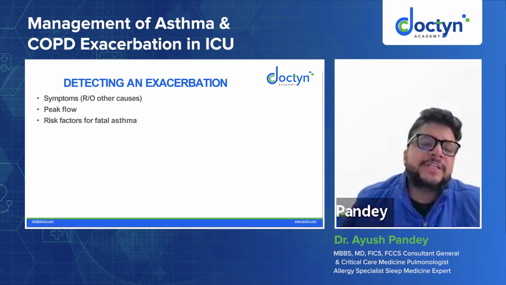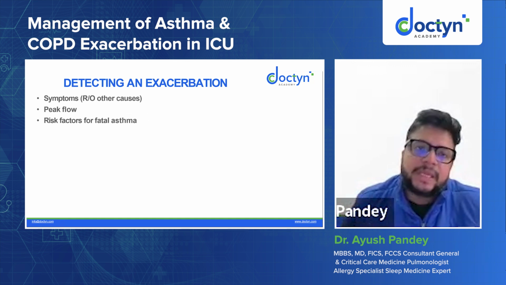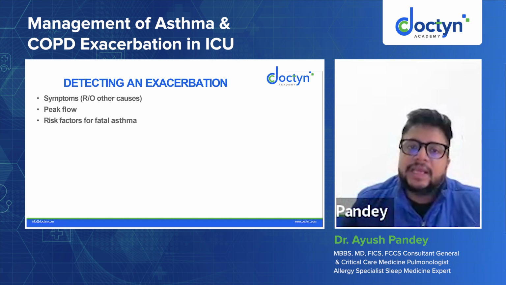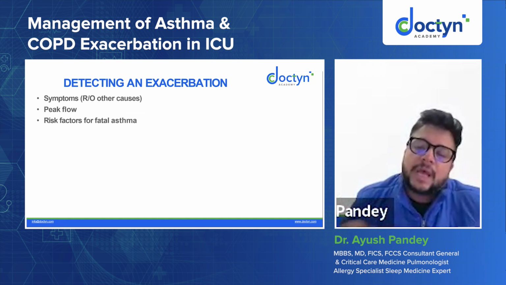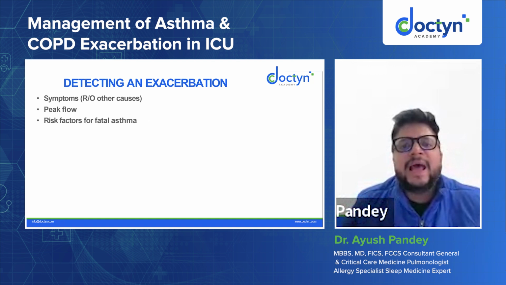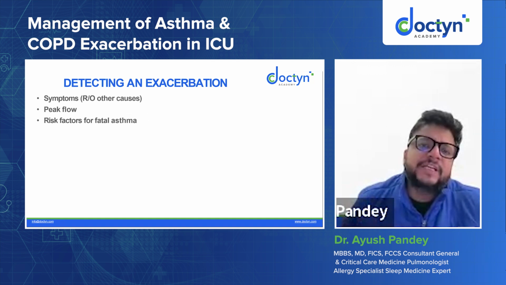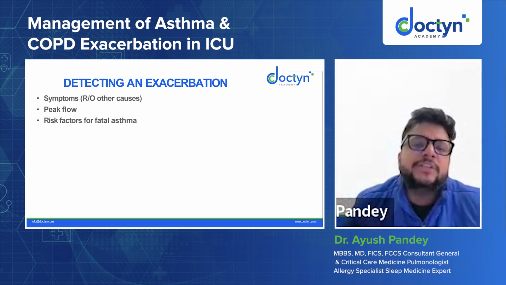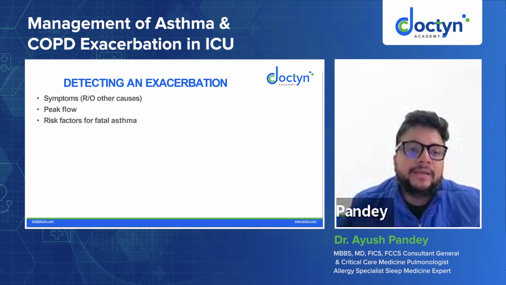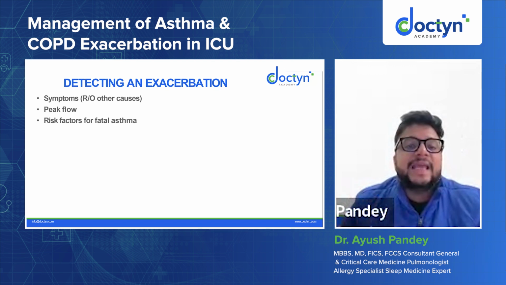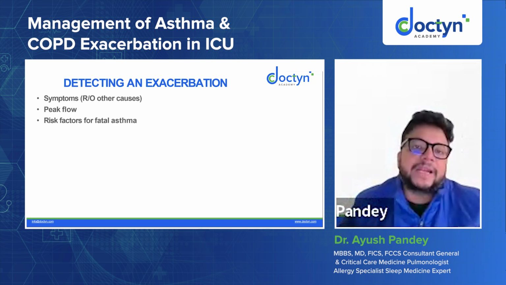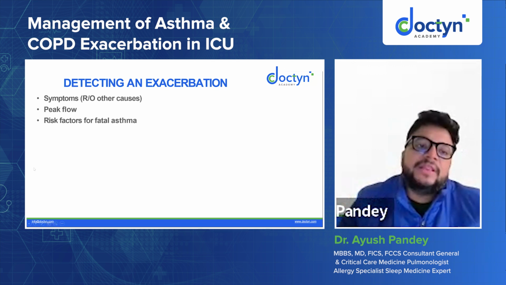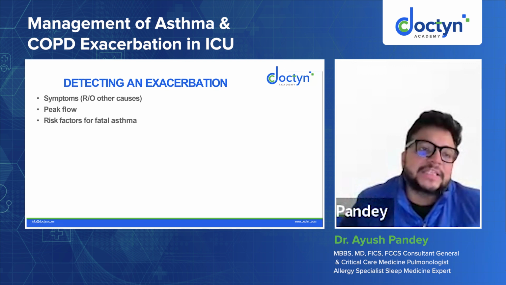So detecting an exacerbation, what exactly does exacerbation mean? Exacerbation is worsening of the signs and symptoms. A patient of asthma and COPD will have shortness of breath, cough with expectoration or maybe a dry cough, maybe respiratory infections on and off, especially in COPD. But if the signs and symptoms are more flared up, not being controlled even with the medications, that is known as exacerbation. So look out for the symptoms, look out for the risk factors for fatal asthma.